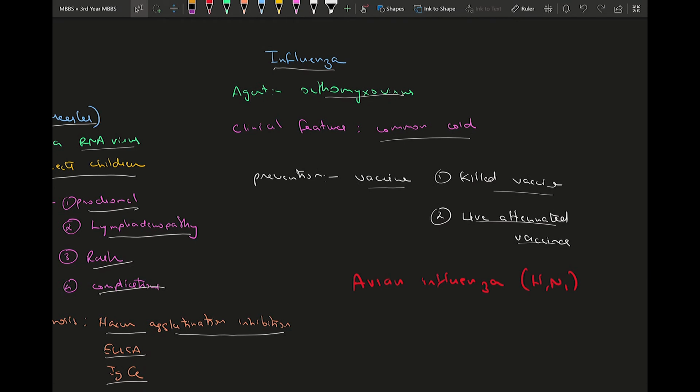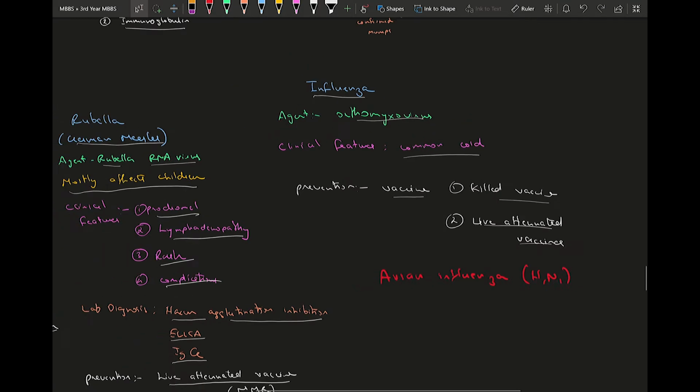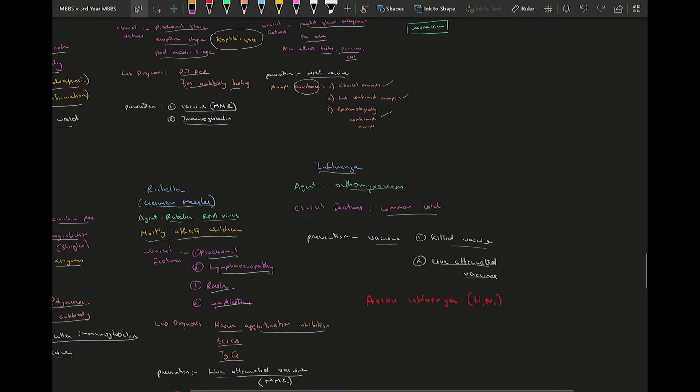So for influenza, they might ask you in detail about avian influenza. Again, you need to talk about the same thing, but avian in the sense it comes from the birds, so it's also known as bird flu. And then the most prominent one is H1N1, the outbreak which happened in 2009. Then we have a vaccine for that, and you just write the same things over and over again. So I didn't write down a lot of points in this.